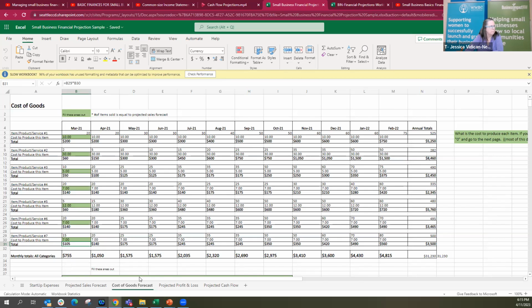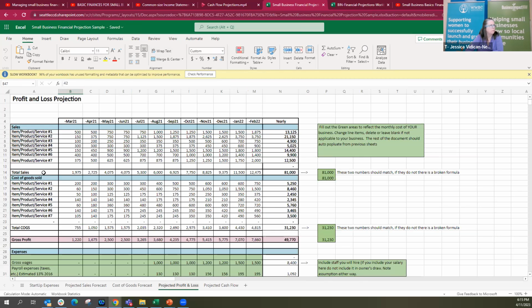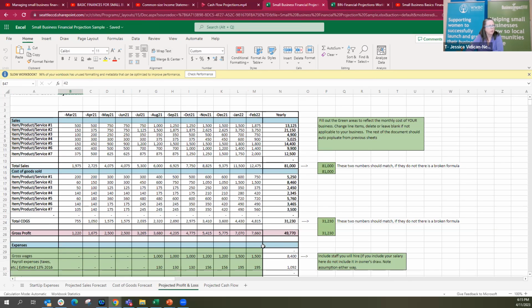And in this case, you can see the monthly totals of the cost of goods that they're anticipating and how they flow over time. And then the projected profit and loss shows you all of the items together, how much you're hoping to make, your total sales across the board, and then all of your cost of goods that you're hoping to spend to make those things, and your gross profit across the board all the way across.